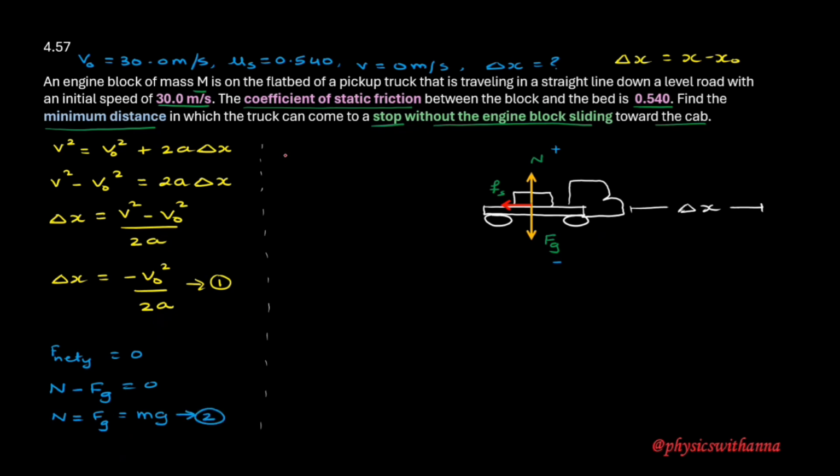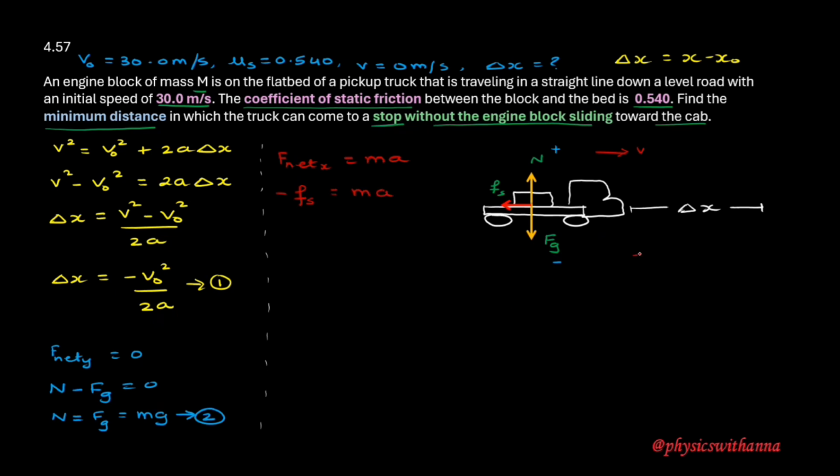Now we do the same thing for forces along the x-axis. Along the x-axis, we have an acceleration a. So we write F net along the x-axis to be equal to m times a. There is only one force along the x-axis, which is the force of friction. And this force of friction is going opposite to the direction of motion. So if my pickup truck is going to the right, the force of friction is going to the left. So we write this force of friction as negative Fs. Negative Fs for the force of static friction equals m times a.